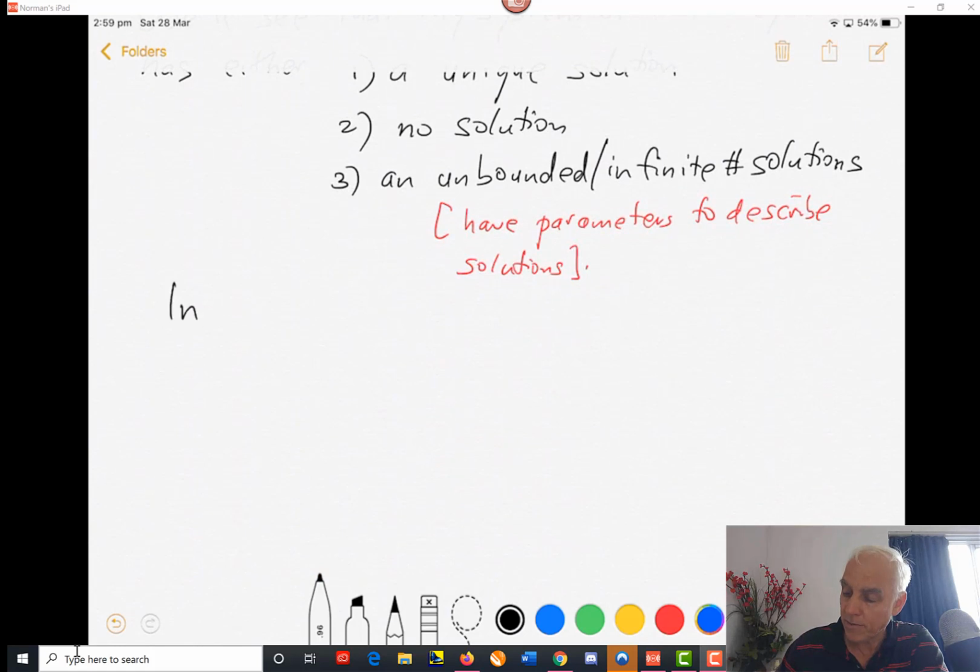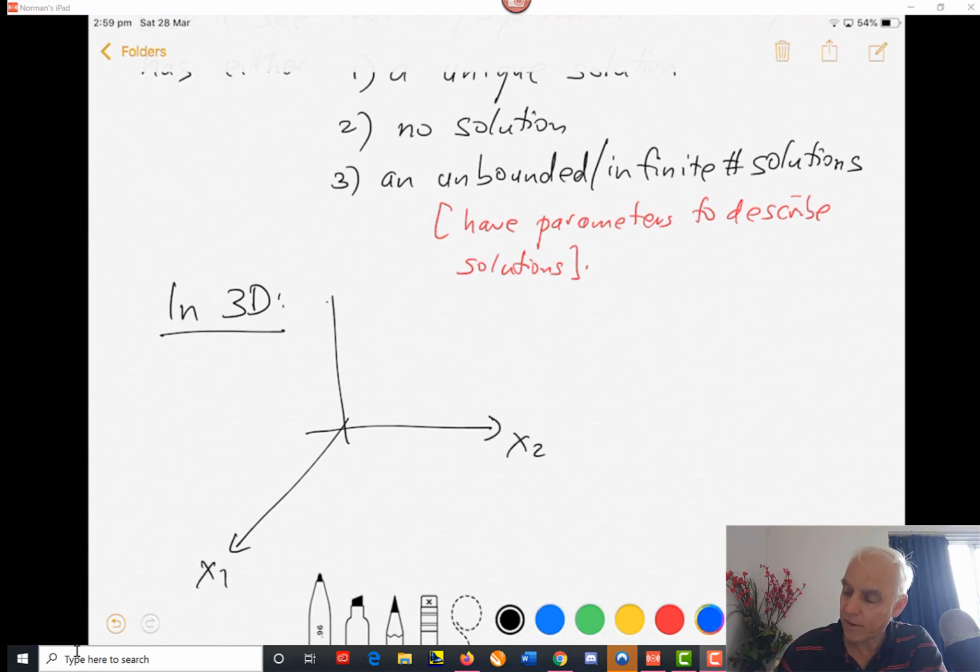In 3D, we're working in, let me use x1, x2, x3, a little bit more sophisticated. So we have 3 axes, x1, x2, x3. And we might imagine that we have a number of different equations. And so I need to remind you a little bit about what linear equations represent in 3-dimensional space.